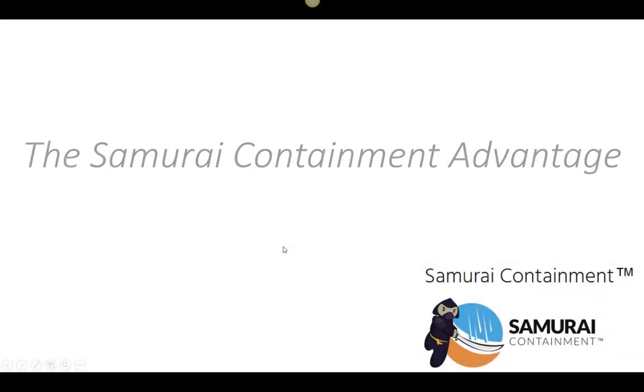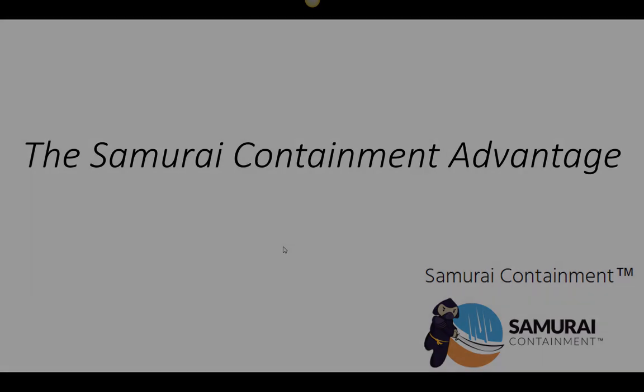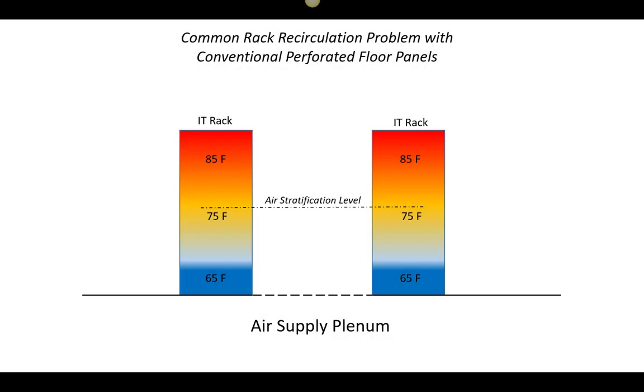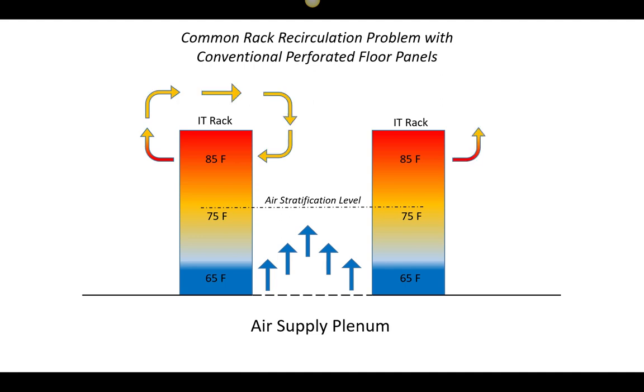The Samurai Containment Advantage for Raised Floor Data Centers. Most IT racks experience up to a 20-degree difference between the bottom and top of the rack caused by underperforming perforated floor tiles used in most data centers today. This causes the racks to recirculate their hot exhaust air back into rack inlets near the top of the racks, resulting in very high air inlet temperatures near the top of those racks.